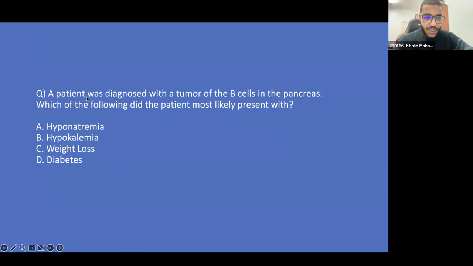Okay, second question. A patient was diagnosed with a tumor of the B cells in the pancreas. Which of the following would the patient most likely present with? We have 1D. Have another idea?